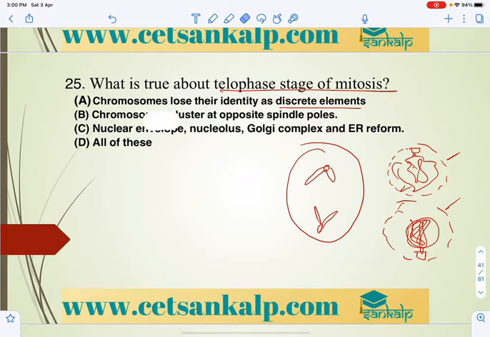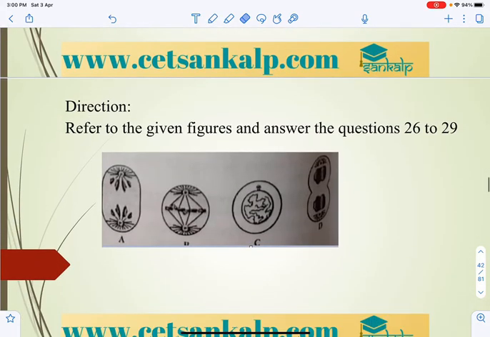Chromosomes cluster at opposite spindle poles, that is correct. And the nuclear envelope, nucleolus, Golgi complex and endoplasmic reticulum reform. This is a characteristic feature of telophase. All of these are correct, true about telophase.